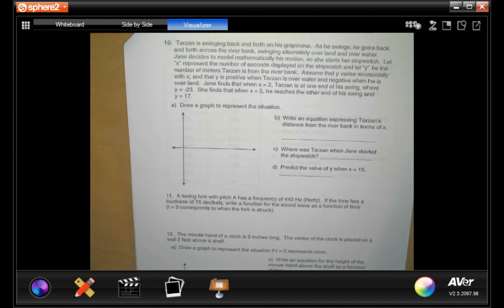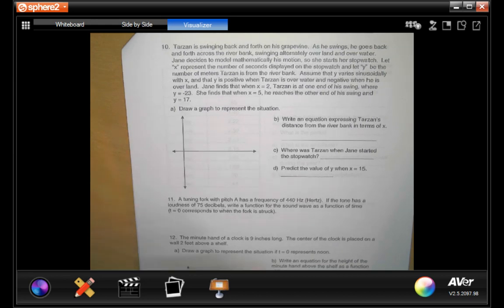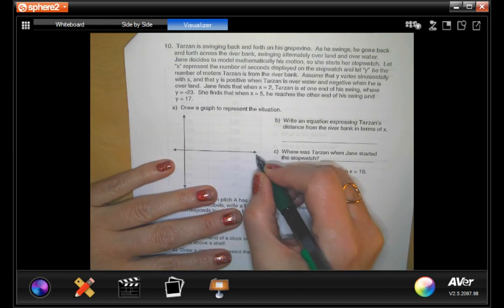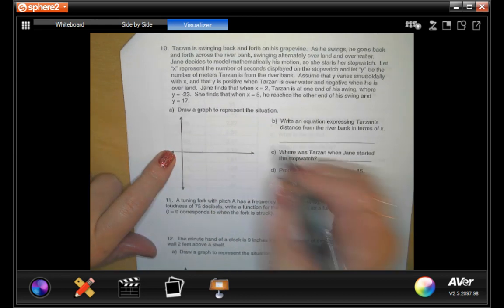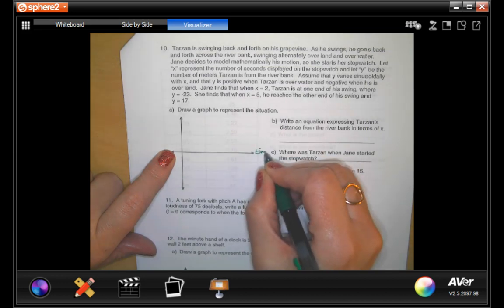Tarzan is swinging back and forth on his grapevine. As he swings, he goes back and forth across the riverbank, swinging alternately over land and over water. Jane decides to model mathematically his motion, so she starts her stopwatch. Let X represent the number of seconds displayed on the stopwatch. So this X-axis is time, and we're in seconds, right?